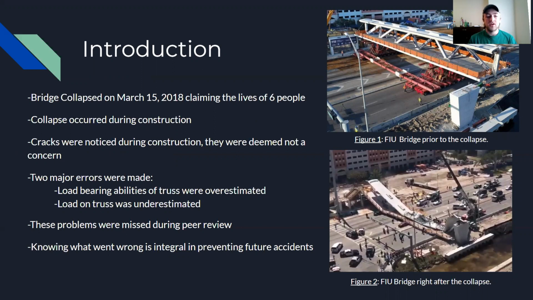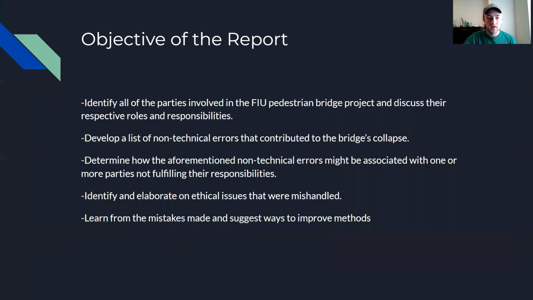Now, there were 2 major errors that were made during the construction or planning of the bridge. That is, the load-bearing abilities of the truss were overestimated, and the load itself on the truss was underestimated. And unfortunately, these problems were missed during peer review, which should have caught them. And knowing what went wrong in this bridge is integral to preventing future incidents from occurring.